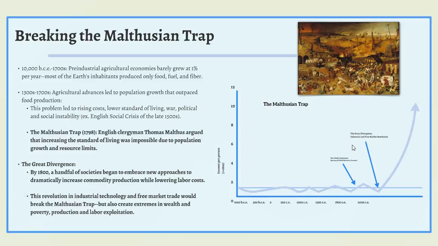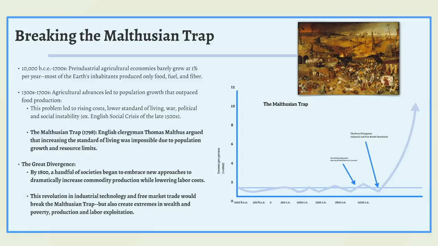Now, what ultimately breaks the Malthusian trap is what we call the Great Divergence, which is simply just a fancy term for the Industrial Revolution. By the year 1800, what we see across Europe as well as the United States is that a number of societies begin to figure out dramatic ways to increase their commodity production while lowering labor costs. In other words, now, through mass production, industrial technologies, they're able to dramatically increase food and all sorts of other commodity production here that can sustain growing populations.